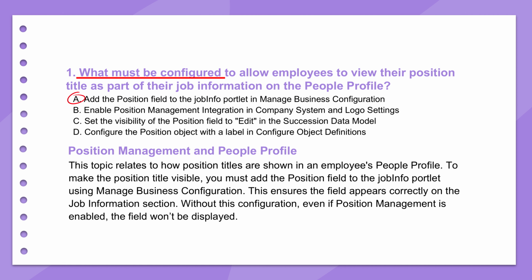Yeah. And the reason this is so critical comes down to how the system structures information. Think of that job info portlet as a specific digital section on the employee's profile page, almost like a window. It controls exactly which job details, title, department, things like that, are actually visible there. So you could have position management switched on across the whole system, but if you haven't explicitly added the position field to that portlet, that window, it just won't show up for the user. It's a classic case of the data being in the system, but not surfaced where people need to see it.